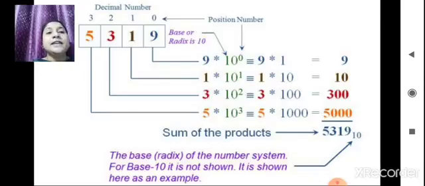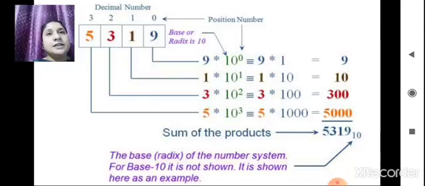So see here, 9 into 10 raised to power 0, and any number raised to power 0 means 1. Then 1 into 10 raised to power 1. We have already seen decimal means 10, so we are using 10 here. 1 is at the tens place, so 10 raised to power 1 is 10 only. Then 3 is at the hundreds place, so 10 raised to power 2 means 100. And 5 with 10 raised to power 3 means 5000. So it becomes the number 5319.